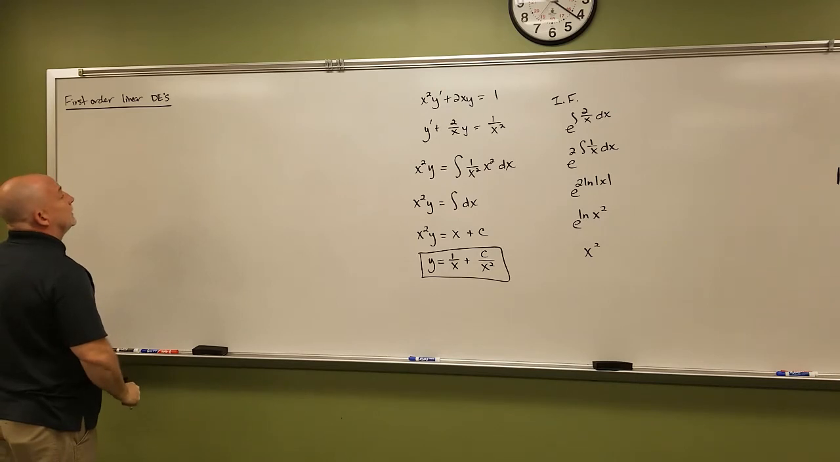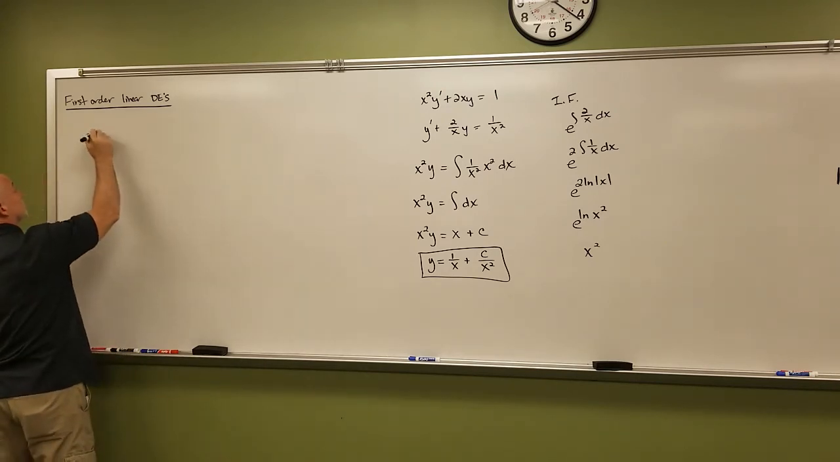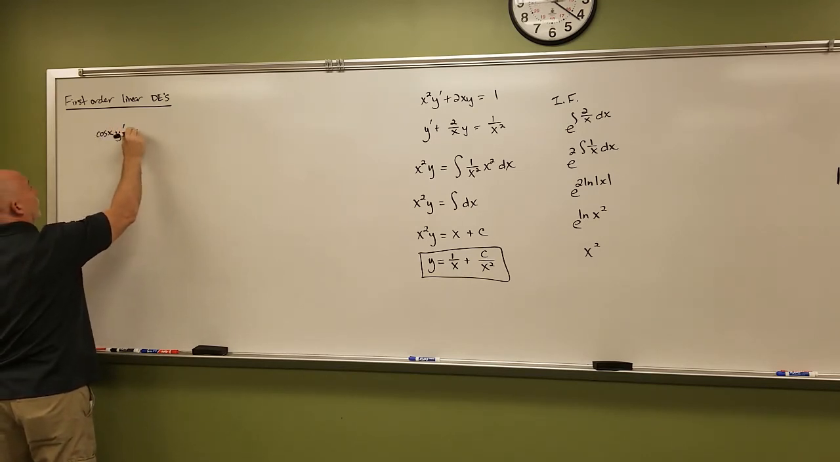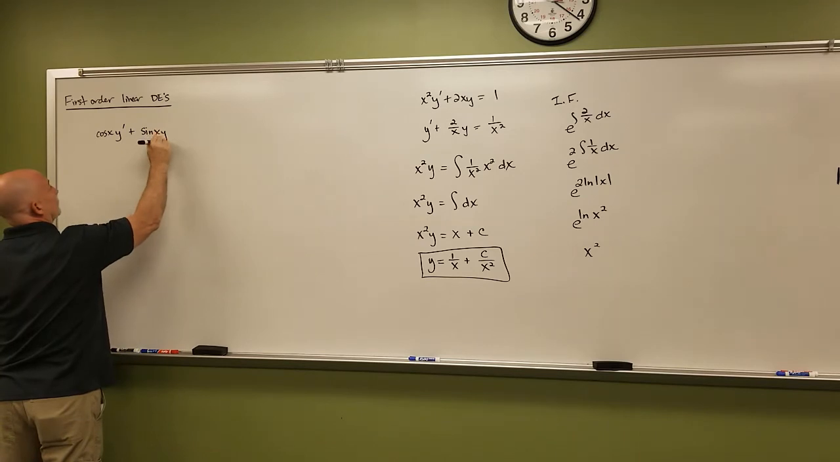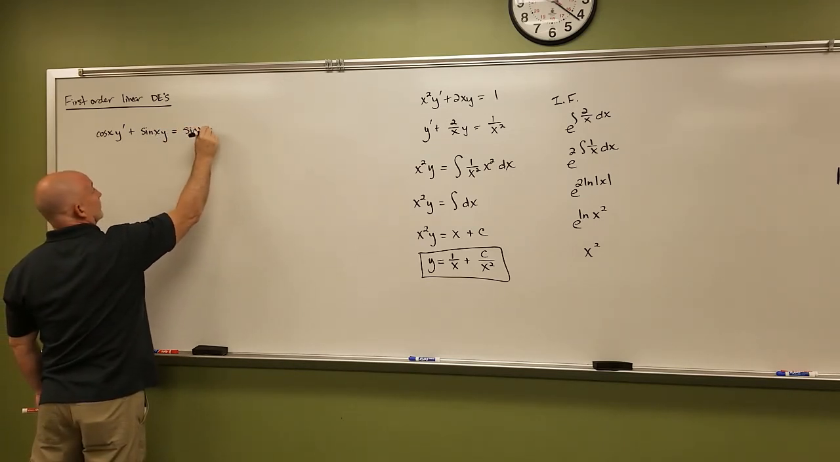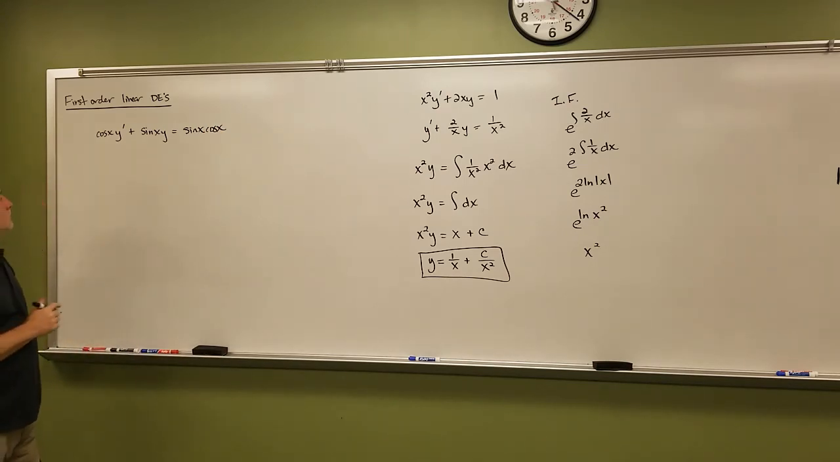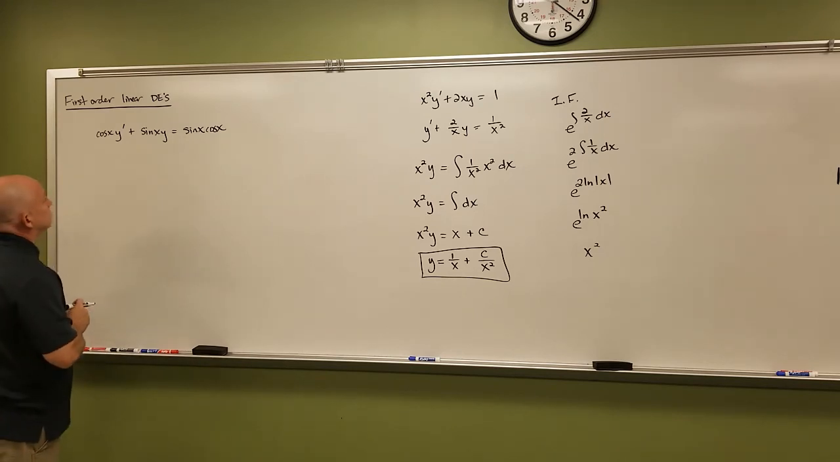What if I said, cosine x times y prime plus sine x times y is equal to sine x cosine x. Really scary looking. All right, so let's take a look.